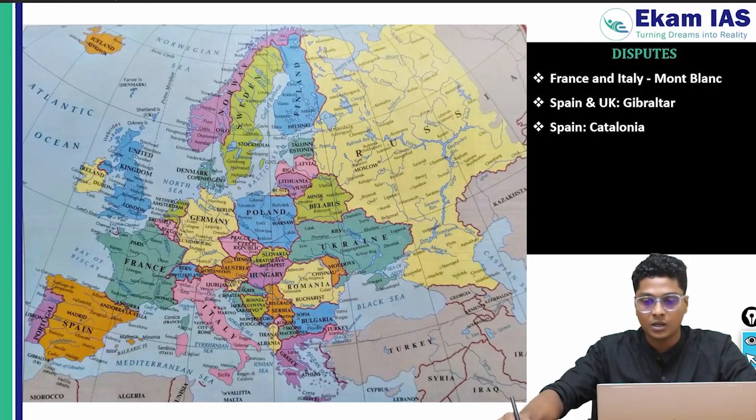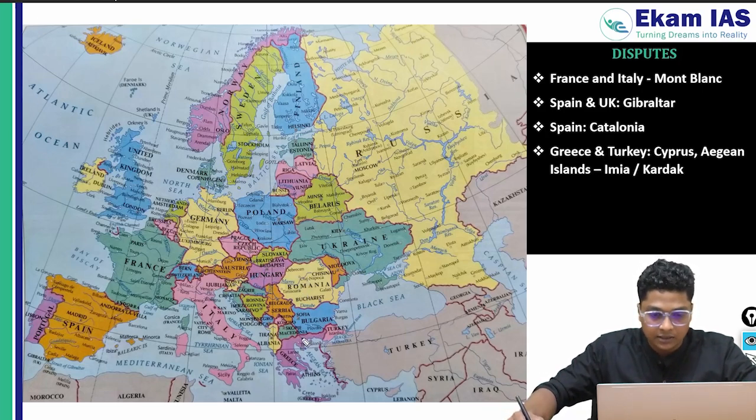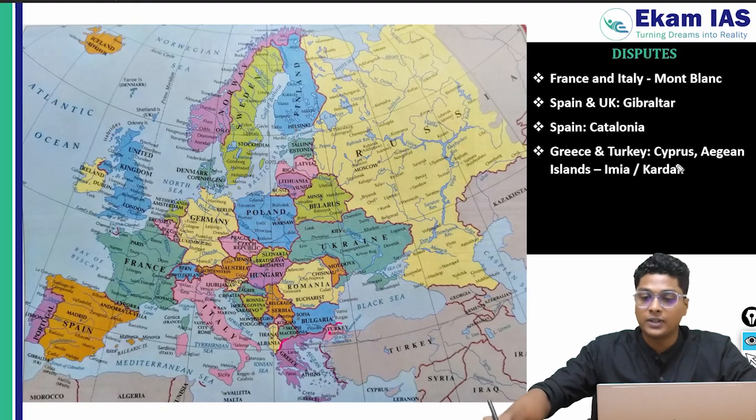Okay, then Greece and Turkey. Greece and Turkey have multiple issues between them. So where is Greece? This is Greece, right? And Greece is sharing a border with Turkey in this portion, and here we have Turkey. This is also Turkey. So the one dispute is regarding Cyprus.